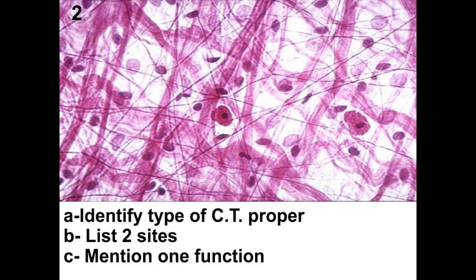Identify the type of connective tissue proper. It is loose areolar connective tissue. List two sites. It is present in the dermis, of course, in the superficial layer of the dermis, under the epithelium, under the mucosa, in the submucosa, around the blood vessels. Number 3 or C. Mention one function. It is a barrier against infection. It is a medium for the transport of nutrients from the blood vessels. Also, it connects different tissues to each other.